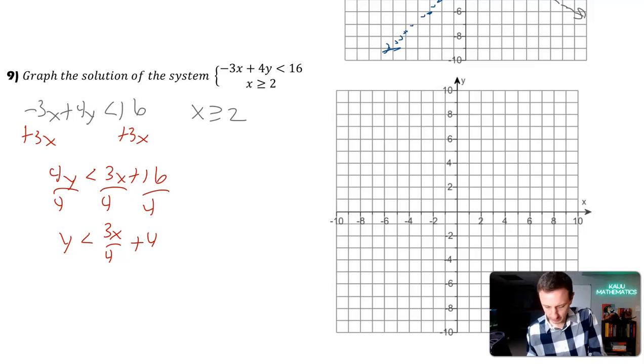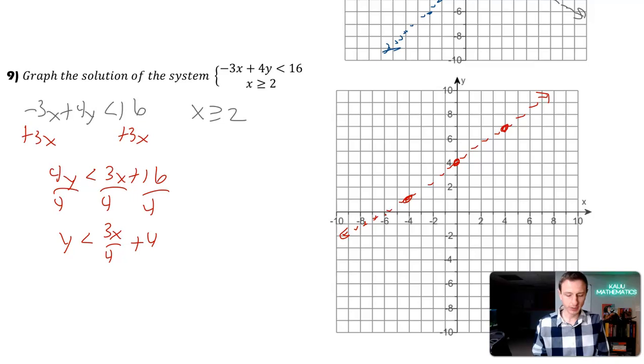So y-intercept is 4. My slope is 3 over 4. So I'm going to go up 3 over 4. Or down 3, left 4. And we want a dotted line.